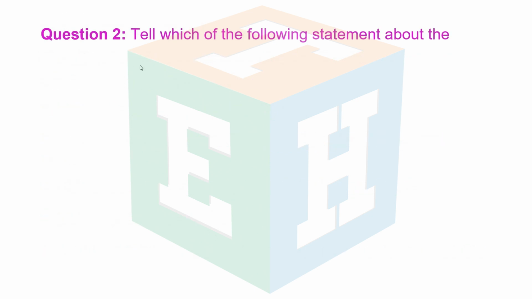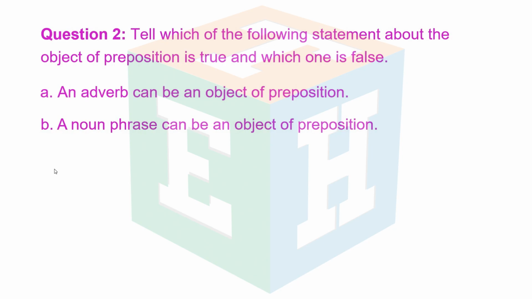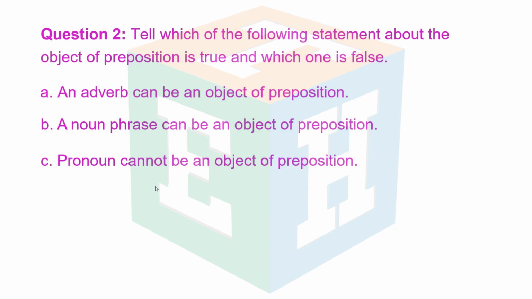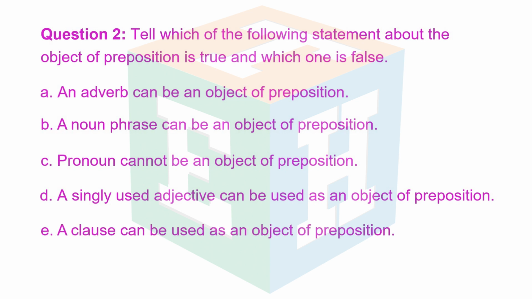Question 2. Tell which of the following statement about the object of preposition is true and which one is false. A. An adverb can be an object of preposition. B. A noun phrase can be an object of preposition. C. Pronoun cannot be an object of preposition. D. A singly used adjective can be used as an object of preposition. E. A clause can be used as an object of preposition.